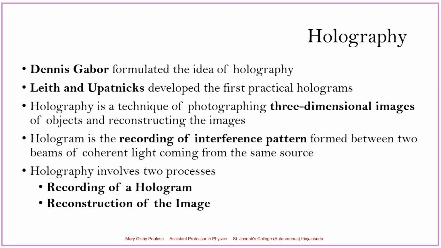Okay. Now, what is a hologram? The hologram is the recording of an interference pattern. It is formed between two beams of coherent light coming from the same source. Okay. Now, let us look into detail how holography works. It involves two processes: the recording of a hologram and reconstruction of the image.